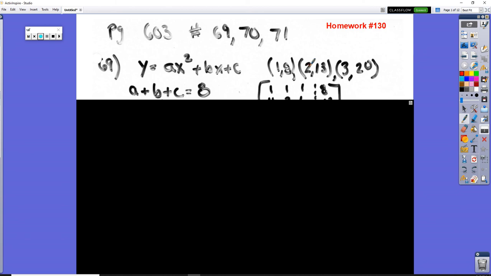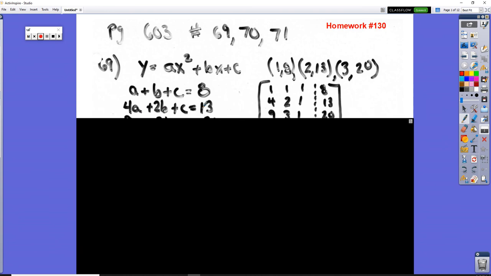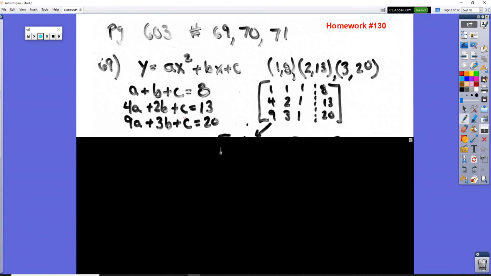Plugging the coordinates of the second point in, 2 being the value of x and squaring it, gives me 4 times a, 2 times b plus c makes my y coordinate of 13. So there's my second formula, 4a plus 2b plus c equals 13. And the third equation is going to come from using 3 as my x coordinate, squaring that's 9, multiplying it with a gives you 9a, 3 times b plus c equals your y coordinate, which is 20. So my third and final equation is 9a plus 3b plus c equals 20.